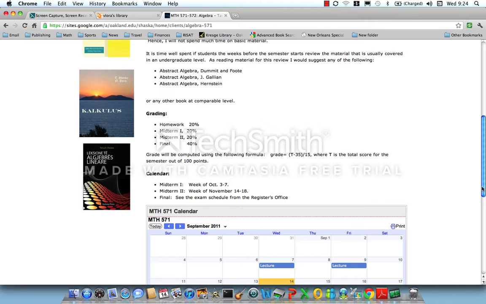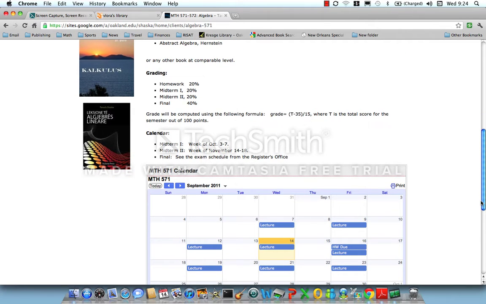Okay, the grading of this course will be done on the following scale. The homework will make up 20% of the grade, the two midterms 20% each, and then the final exam 40%. Grades will be computed using the following formula, at least for the Auckland University students, and for students who are taking the course in other universities, according to their scaling of grades.